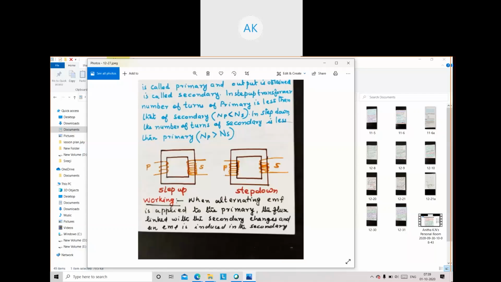When alternating EMF is applied to the primary, the flux linked with the secondary changes, and then EMF is induced. According to Lenz's law, E equals minus d phi by dt. EMF will be induced whenever the flux linked with the secondary changes, and we get that EMF here. If the number of turns is more, the EMF is increased. That means the voltage is increased.